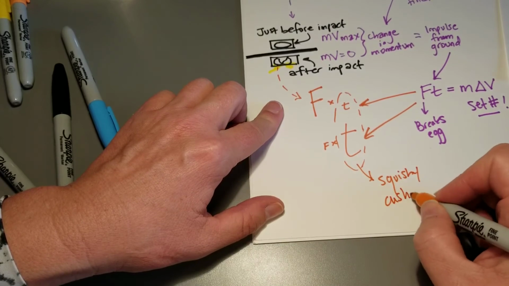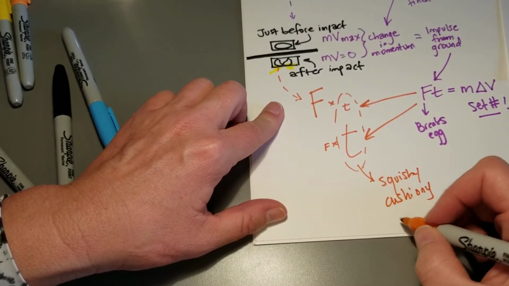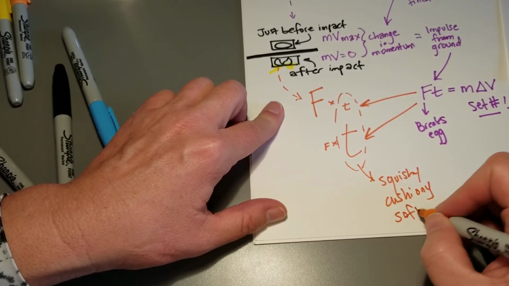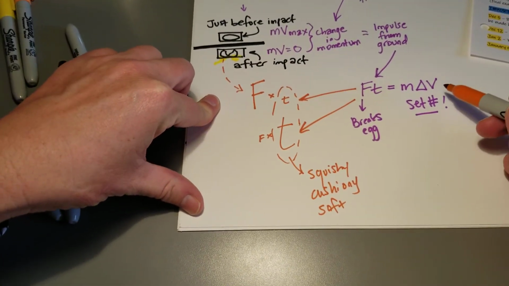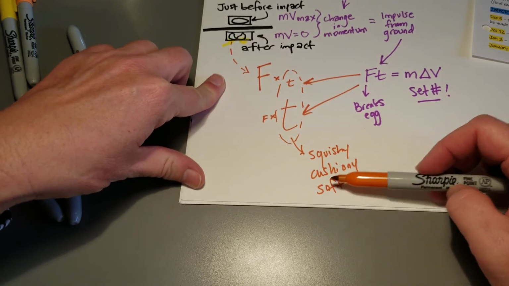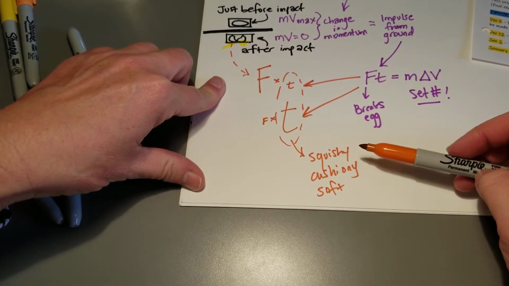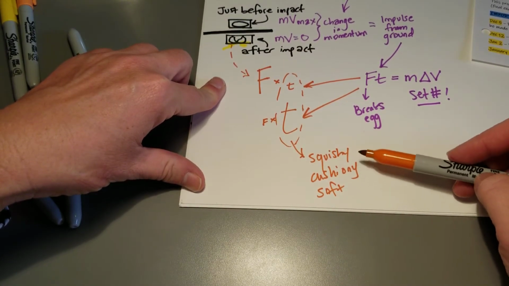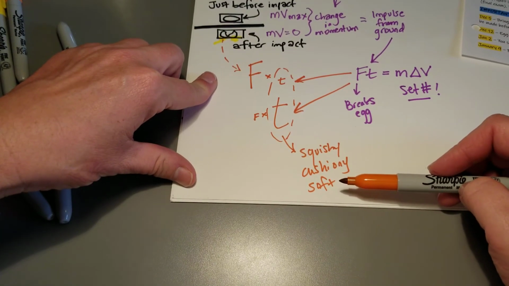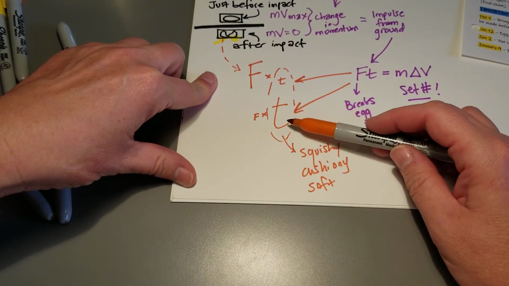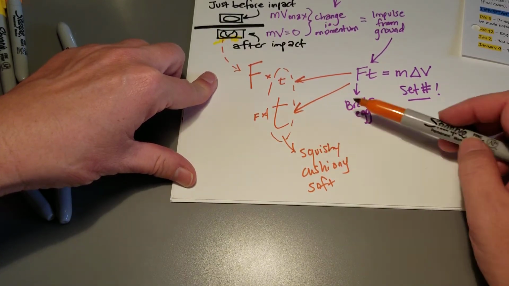cushiony, and soft things. Some of you have just reduced the momentum by putting a parachute on, but some of you have added extra paper towels and tissue paper, and some of you have built the straws out in such a way so that they bend or flex when they hit the ground and provide a longer time of impact. So that's an important part.